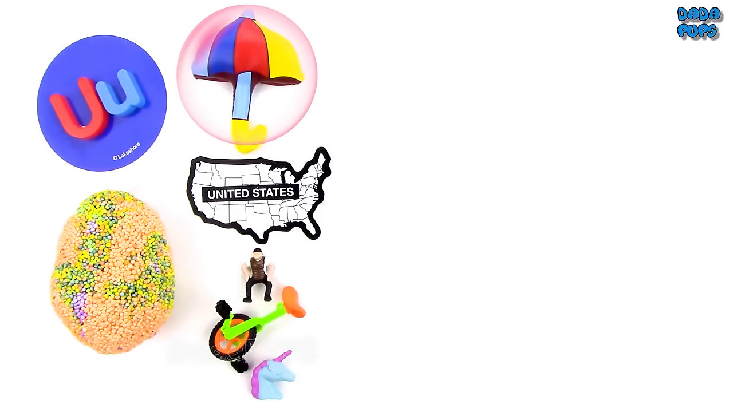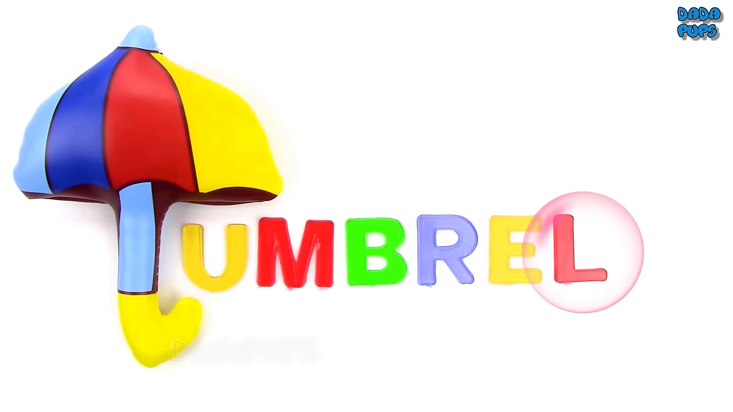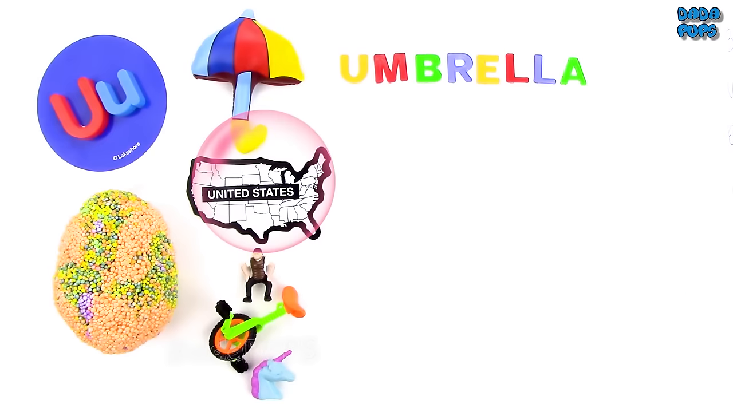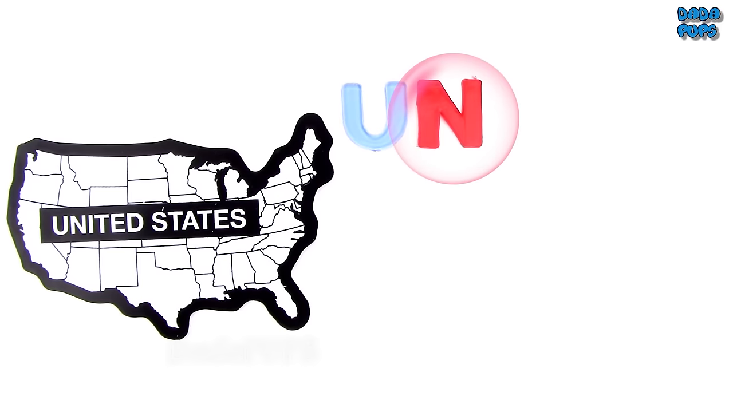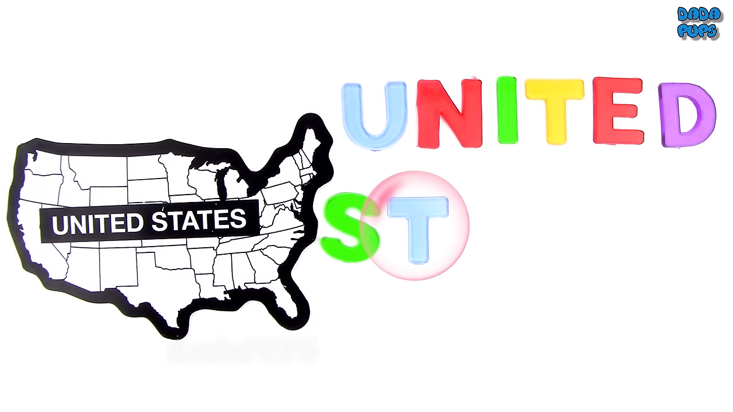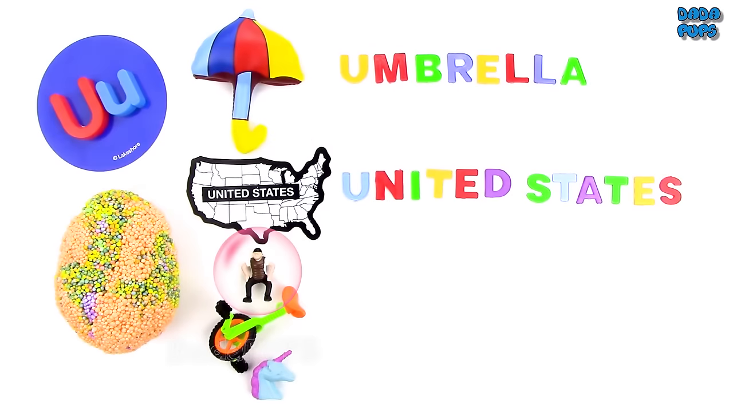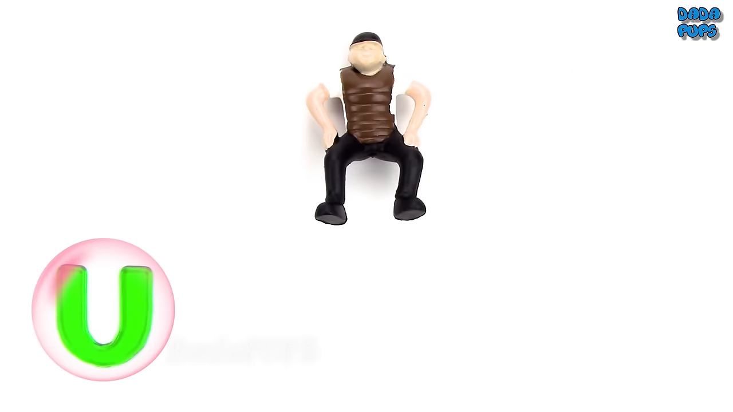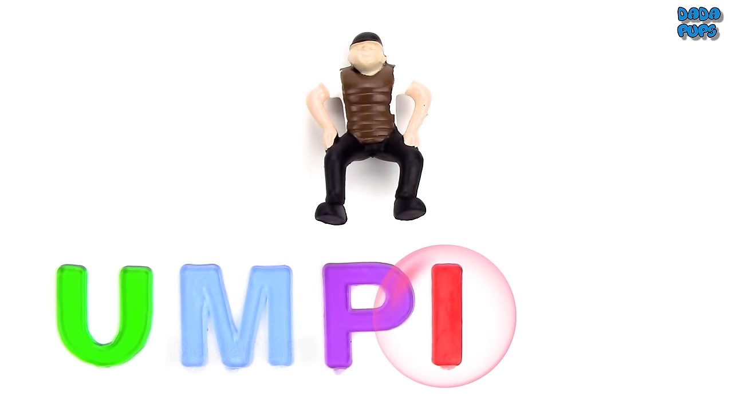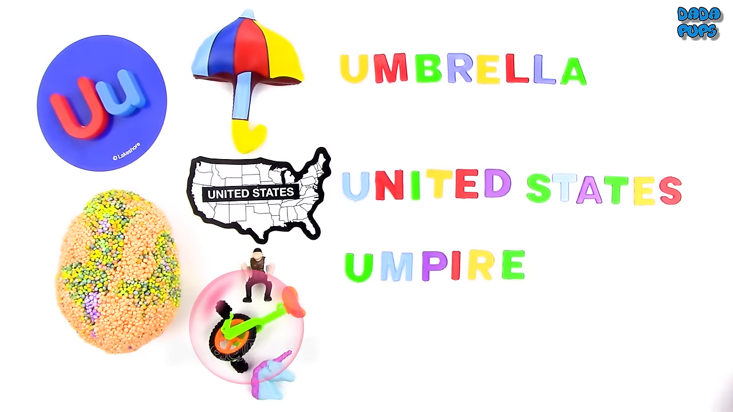What is it? U-M-B-R-E-L-L-A. This is umbrella. What is it? U-N-I-T-E-D S-T-A-T-E-S. This is United States. What is it? U-M-P-I-R-E. This is umpire.